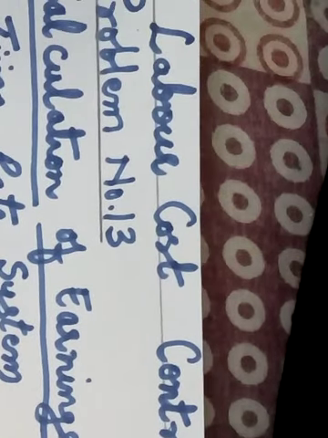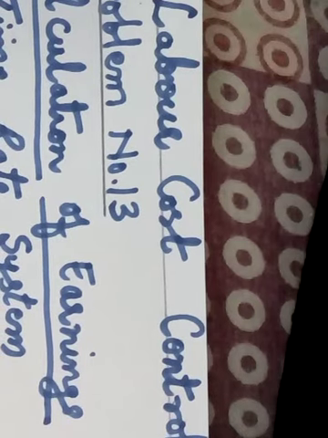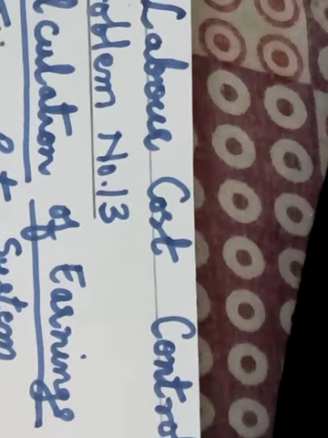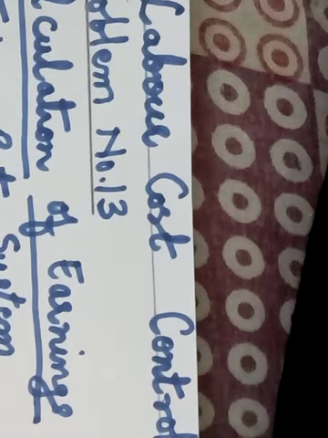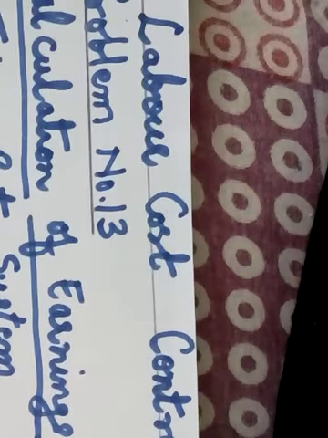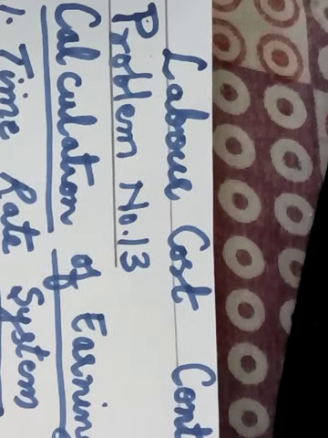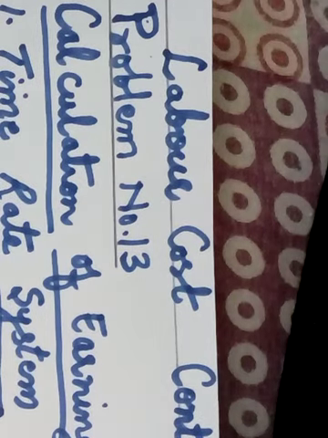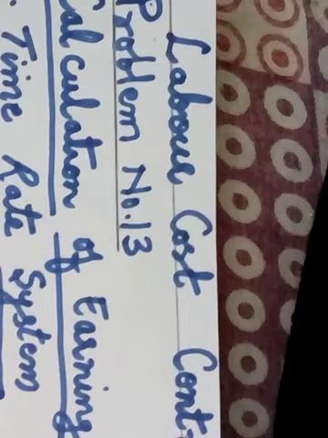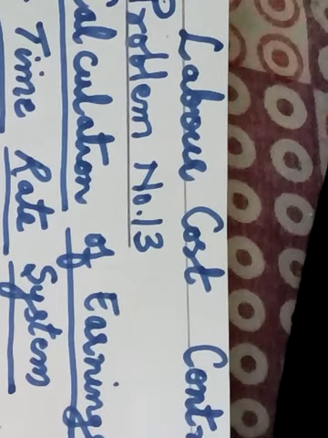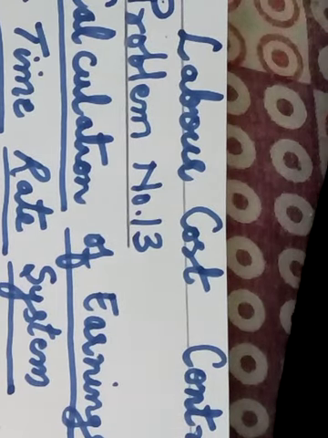My today's topic is labor cost control from the subject cost accounting. And we are going to solve problem number 13 from the chapter labor cost control. Let's learn calculation of earnings under various methods. In this problem number 13, they have asked us to calculate earnings of three workers A, B, C under time rate system, under piece rate system, and under Halsey bonus plan and Rowan's premium plan.